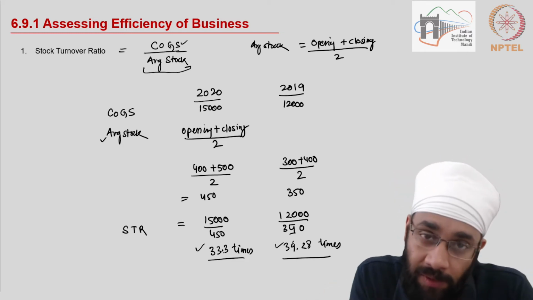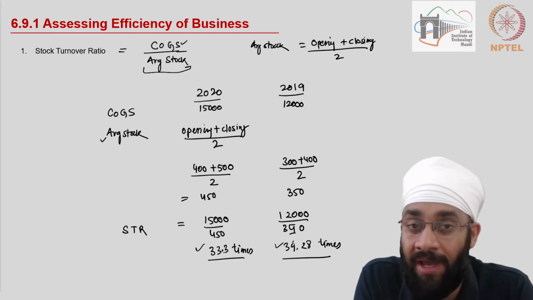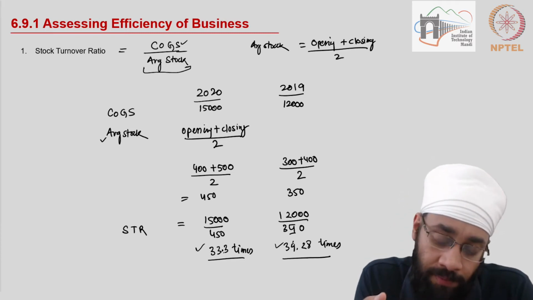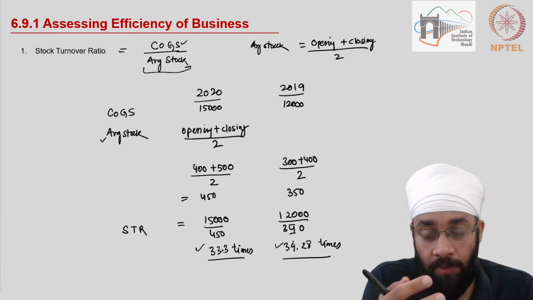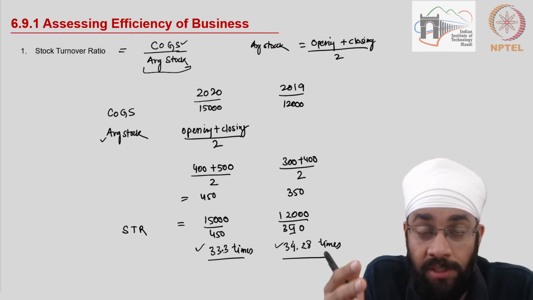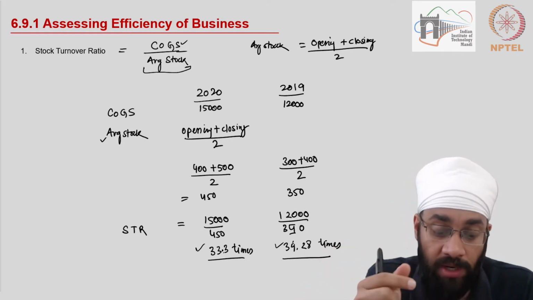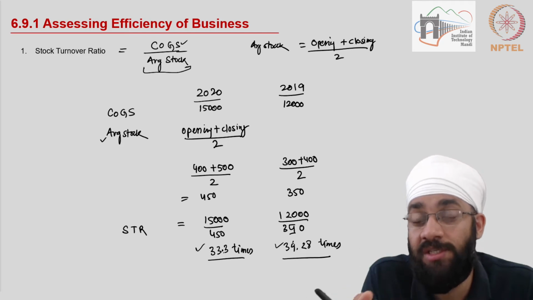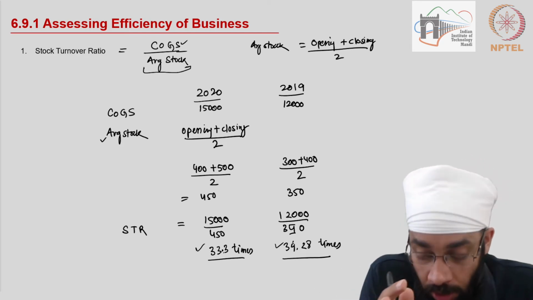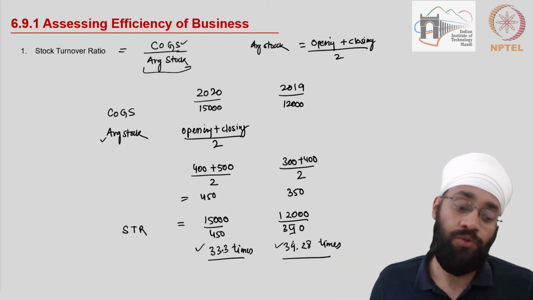So the efficiency with which you handle your stock has gone down slightly. It may not be a significant drop, but you compare to again competitors, compare to the sector, to the industry. What is the efficiency at which your competitors are operating should be taken as the benchmark.